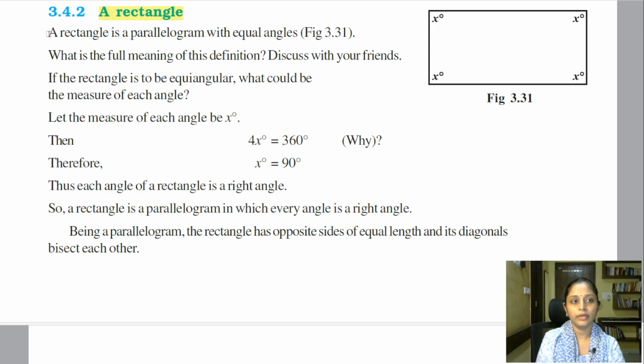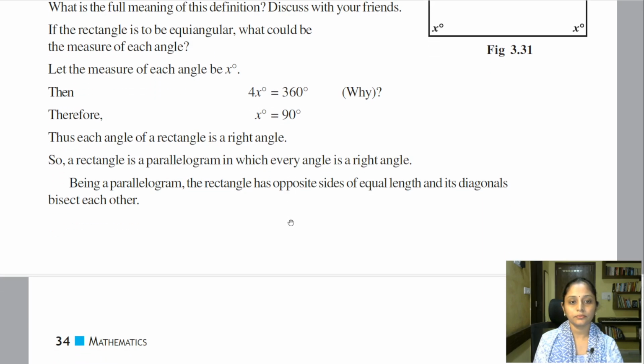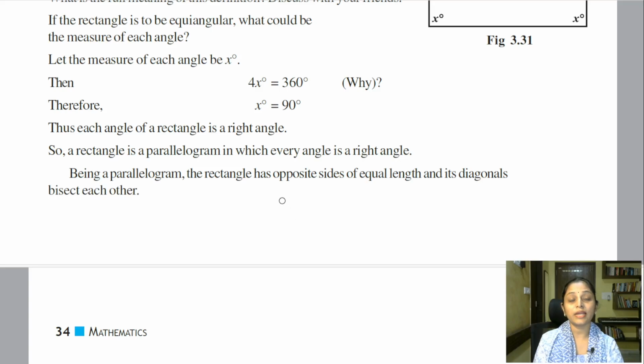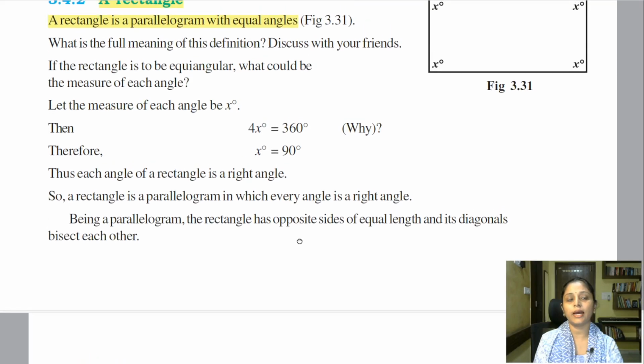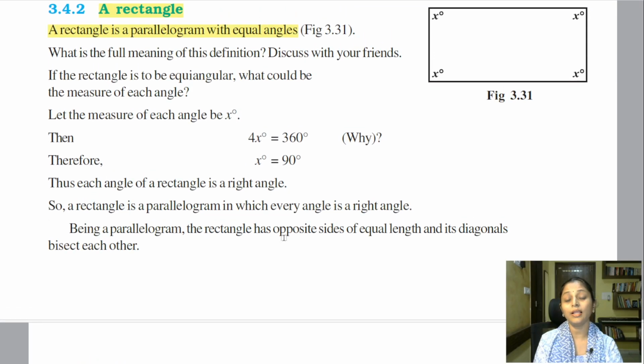So you can see here a rectangle is a parallelogram with equal angles. You can say a rectangle is a parallelogram with equal angles, or you can say it is a parallelogram with one angle equal to 90 degrees, because as a consequence every other angle will also be equal to 90 degrees. Or you can start with a quadrilateral like I said, and you can say that a rectangle is a quadrilateral with each angle equal to 90 degrees. Not one angle, you have to mention each angle equal to 90 degrees if you want to start the definition from a quadrilateral.